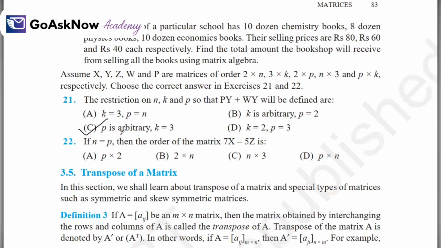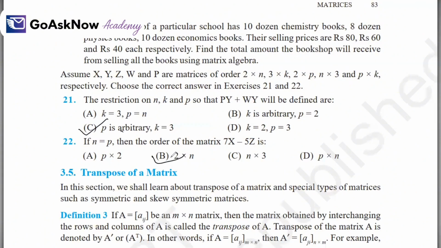So you will get the order of 7x minus 5z as 2 cross n. So 2 cross n will be correct for this. And also z, what is the order of z here? So z has the order 2 cross p. So 2 cross p is also correct here, but the 2 cross p option is not given. So 2 cross n will be right here, so we will mark it. B option is correct. Okay.